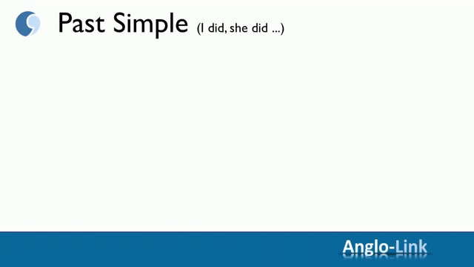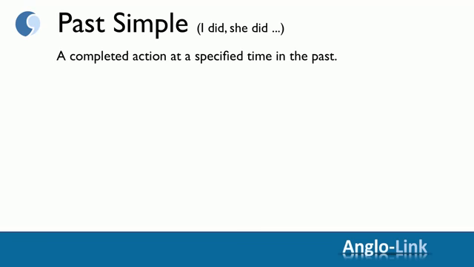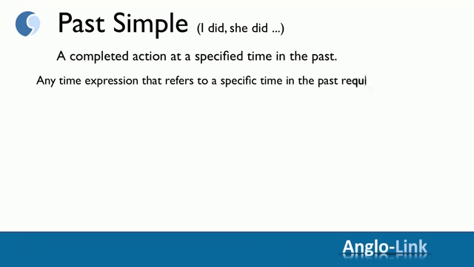Right, moving on to the past simple. I did, she did, etc. Remember that initially we contrasted past simple with present perfect, because past simple is also a completed action, but at a specified time in the past. Any time expression that refers to a specific time in the past requires this tense. For example, yesterday, last year, a week ago, when I was young.